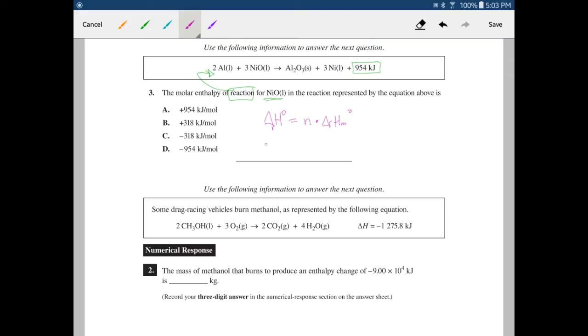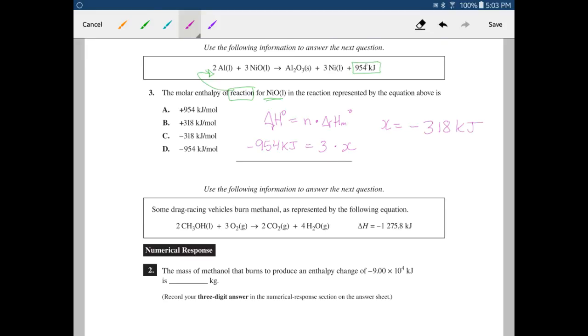And since we know our enthalpy of reaction, I will just do this. We know that we have positive, it's a product, so we have negative kilojoules equals how many moles of nickel oxide we have times x. So when I simplify for x, I go x equals 3 divided by negative 954. And when I solve for that, I get that this equals negative 318 kilojoules.